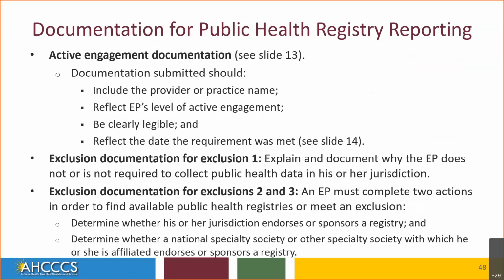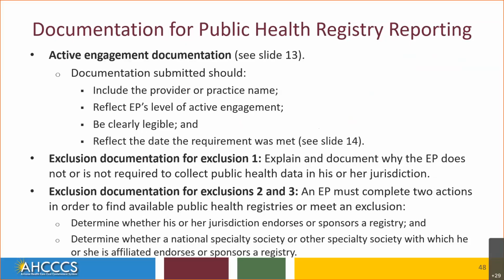Documentation for public health registry reporting. So for active engagement documentation, it should include those 4 things. It should include the provider or practice name. It should reflect the EP's level of active engagement. It should be clearly legible, and it should reflect the date the requirement was met. The exclusion documentation for exclusion 1: the document should explain why the EP does not or is not required to collect public health data in his or her jurisdiction. So you want to be able to write it on a practice letterhead, explain your reasoning for why you believe the provider meets exclusion 1.